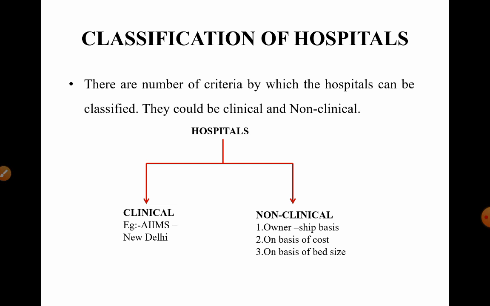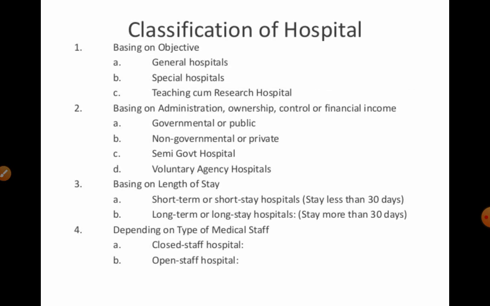So, one more classification. I have told you there are several other criteria for classification. Another criterion is based on the objective. This will be much more familiar to you: general hospitals, that is district hospitals, etc. General hospitals, and special hospitals, which I have already mentioned, like TB hospitals and mental hospitals. Then teaching cum research hospitals; in the teaching cum research hospital, as I have said, AIIMS is the best example. So this is the classification based on the objective.